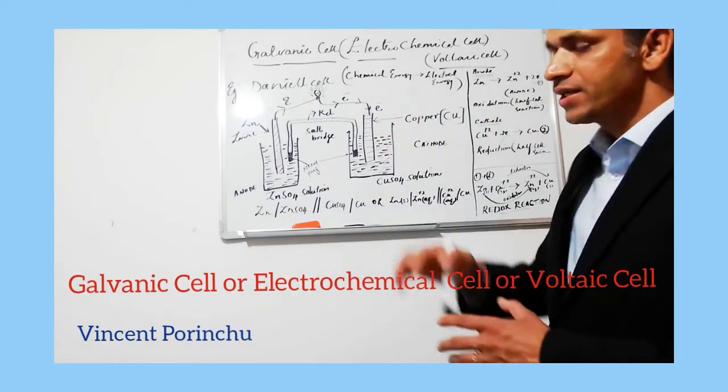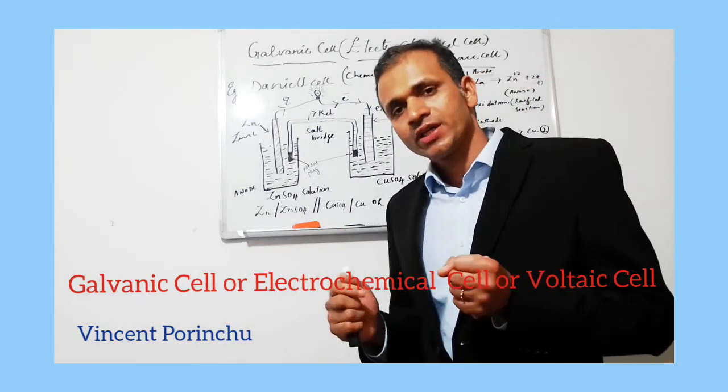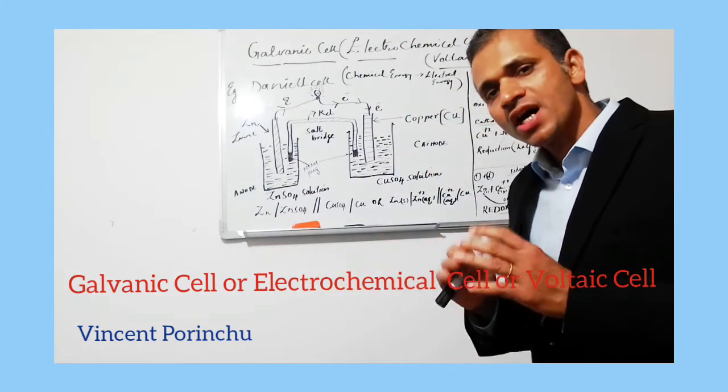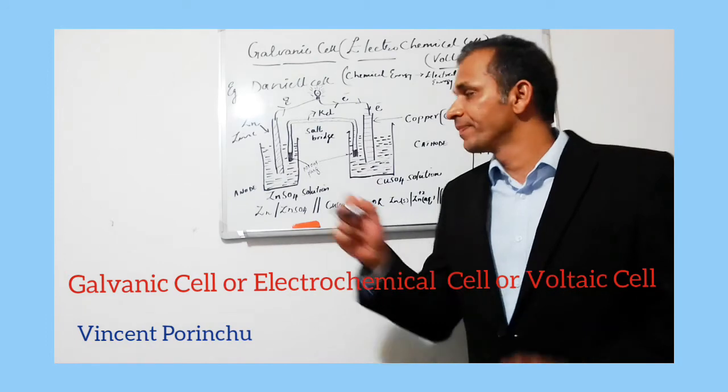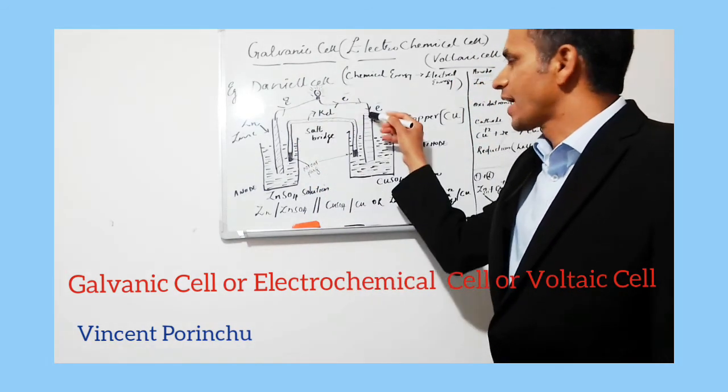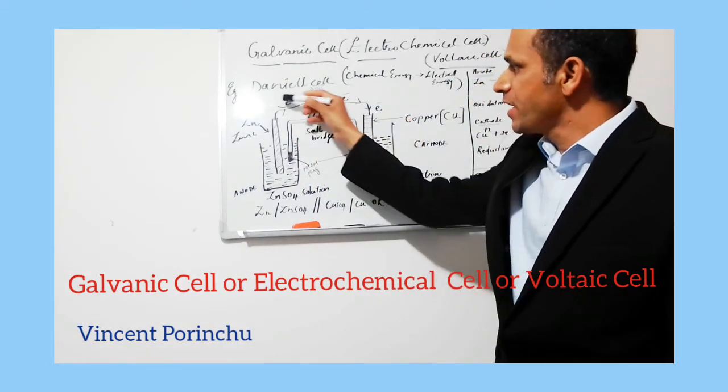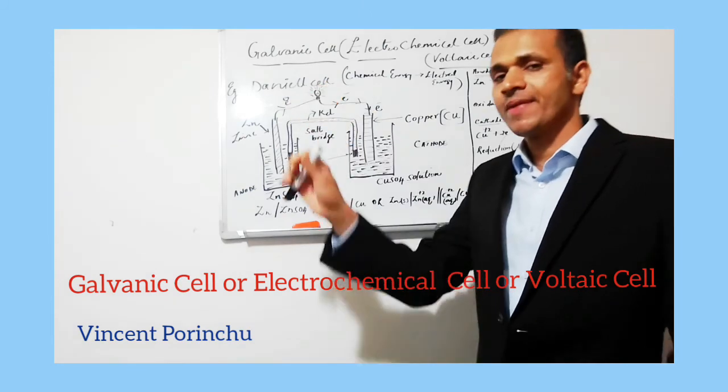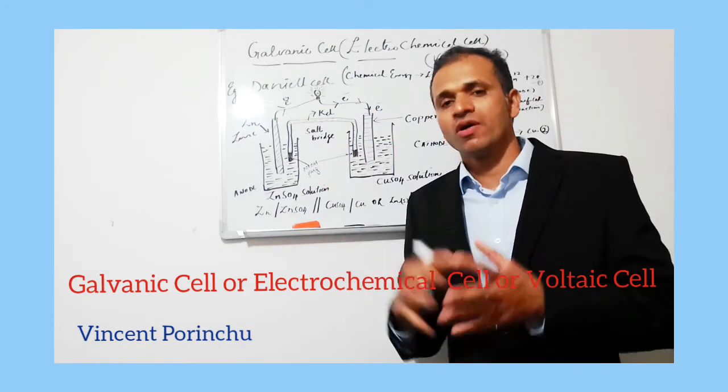And in the Daniell cell, there is another important thing. The electrons flow from the anode to the cathode. That means the anode is rich in electrons.